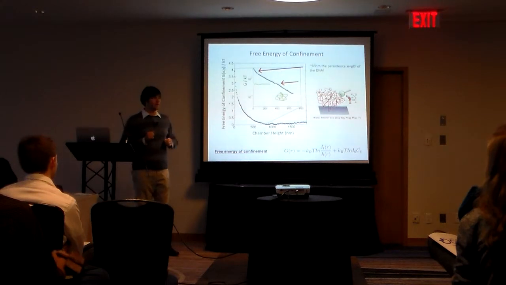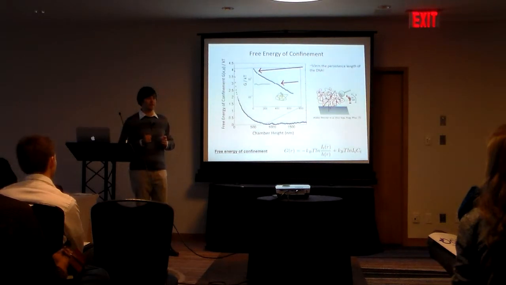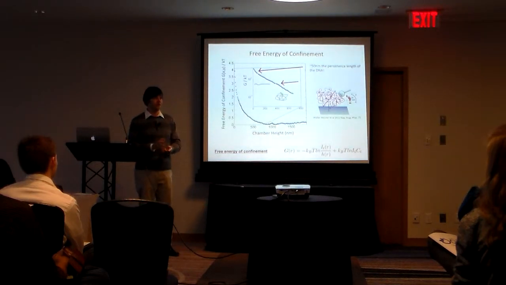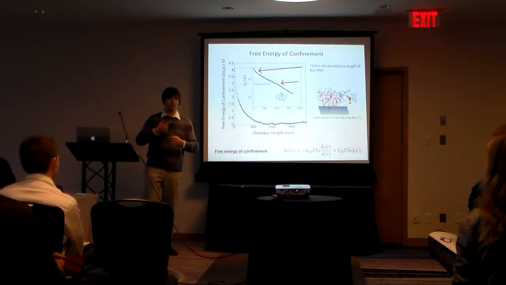What's really interesting about the 50 nanometer point is that it's the persistence length of the DNA that we were using. Persistence length of a polymer is the length over which it can be considered to be a rigid rod. So we see that as we approach this persistence length, there's a qualitative change in the free energy of confinement. Imagine that the DNA is only able to bounce up and off the top surface. It's not able to form coils in the one dimension.